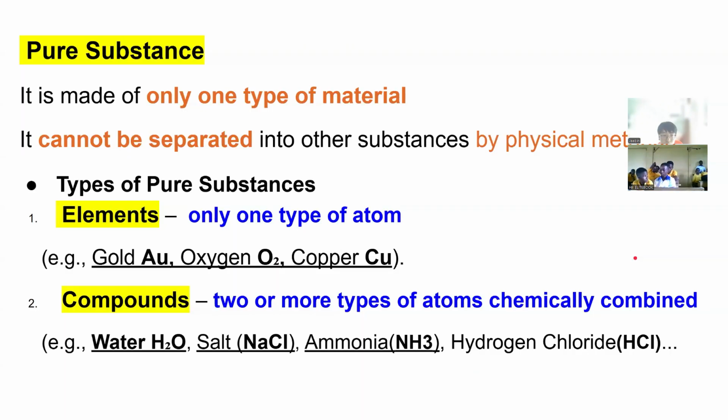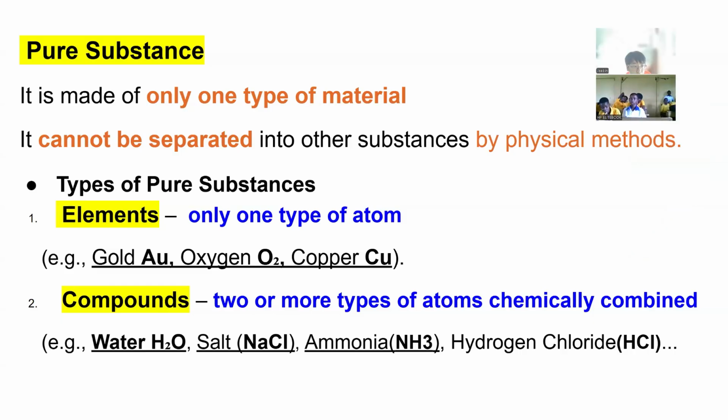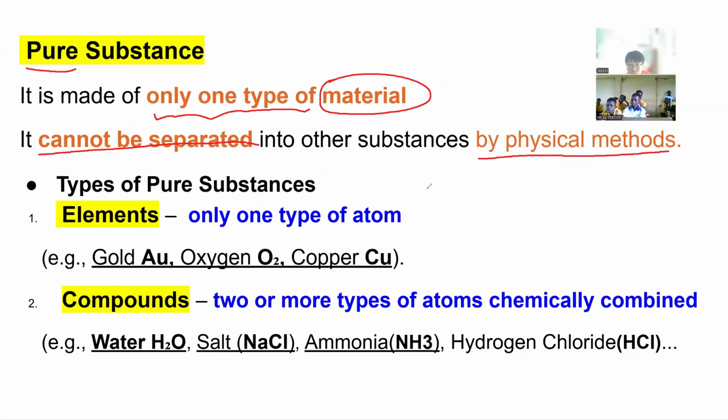And I will be moving on to a description of pure substances. We talked about this. It is made out of only one type of material. Pure means only one type of any material, and that it cannot be separated into other substances by physical methods. It needs to change through chemical reactions, not through physical methods. Types of pure substances we already talked about, elements and compounds, so they're clear, right? Elements, one type of atom; compound, two or more types of atoms. Now we can move on.